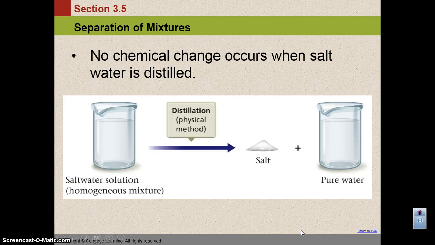So during separation of mixtures, there is no chemical change. We have the saltwater solution that we had when we physically separate it using heat and using the distillation process. We have salt left behind and we have pure water, which were the mixture together when they were in the saltwater solution, which was a homogeneous mixture.